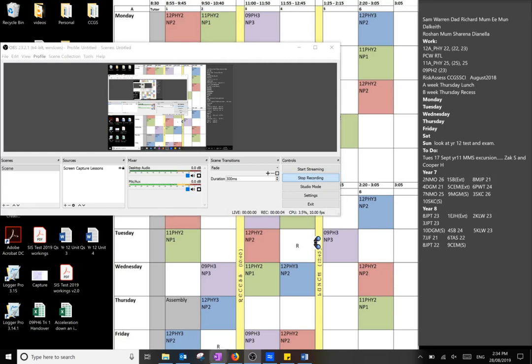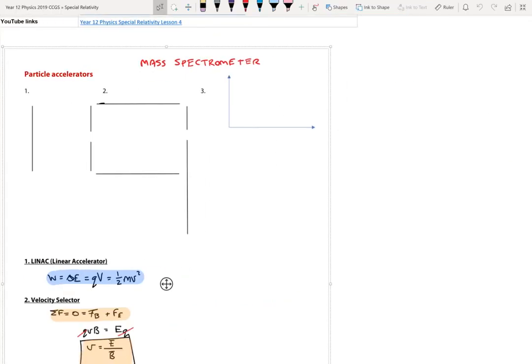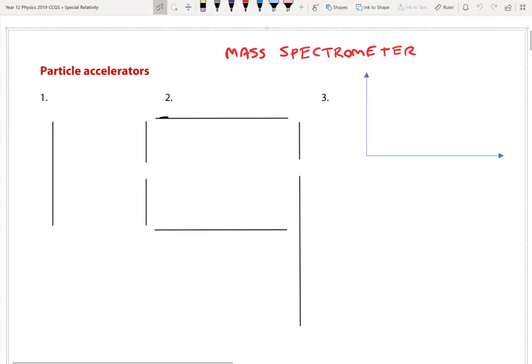All right, page 33. Here we go. Now, particle accelerators. We could have done particle accelerators in Unit 3.